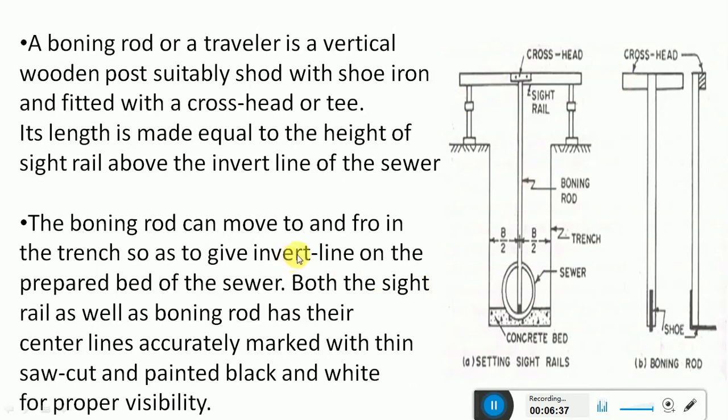Here the boning rod will move to and fro in the trench, along the length of the pipe, so that the side rail as well as the boning rod have their center lines accurately marked with the seam socket and painted black and white for proper visibility. This is carried out for proper alignment and straightness.